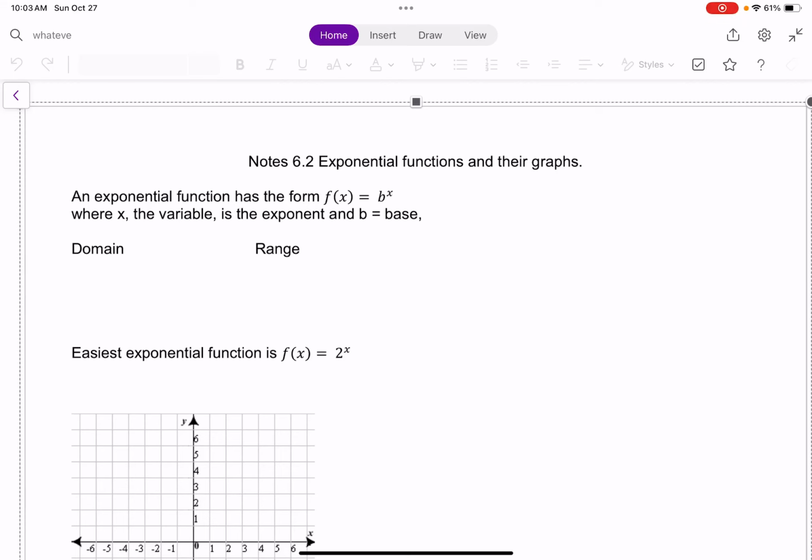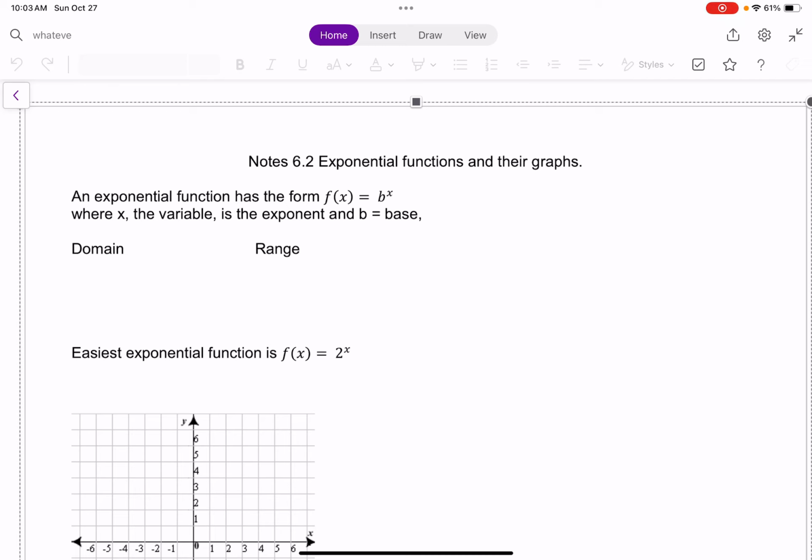All right, class, welcome to section 6.2. We'll talk about exponential functions and their graphs. So this is a new kind of function that we hadn't discussed back in chapter 1.